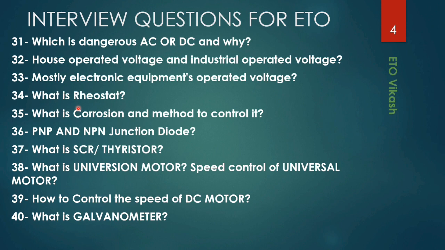What is corrosion? A method to control it. Corrosion is nothing but, like, two metals will be there. One acts as an anode, another acts as a cathode. The current flows from anode to cathode, so the anode gets corroded and the cathode stays as it is.